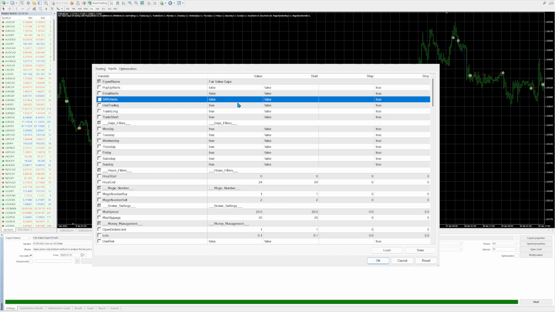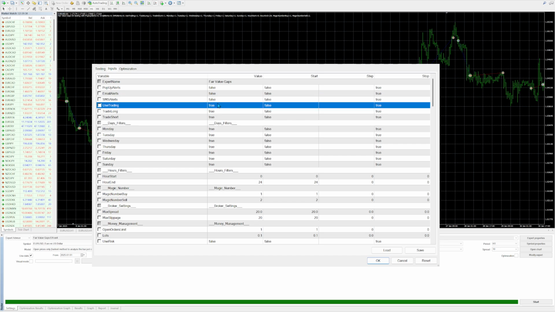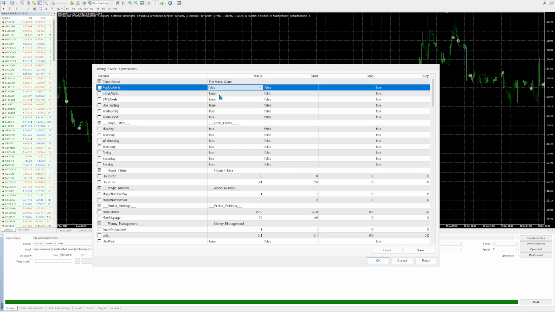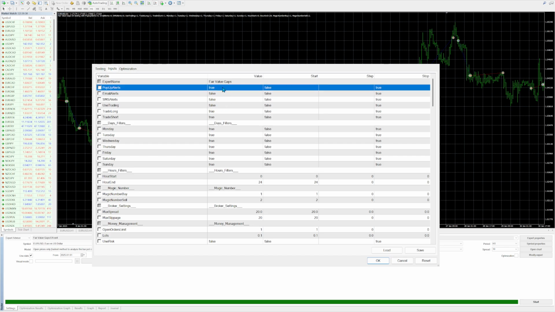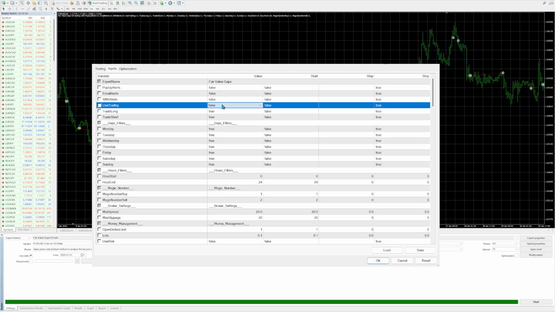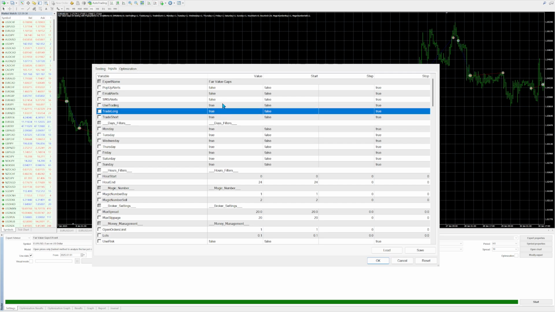Okay. So use trading. If you have use trading set to true, the EA can actually place a trade. If you have it set to false, and then say pop-up alert set to true, it won't place the trade but give you an alert, and then you can manually do it. So it's a semi-automated solution there. If you want it to place a trade and you're confident for it to do so, you can just leave use trading set to true.